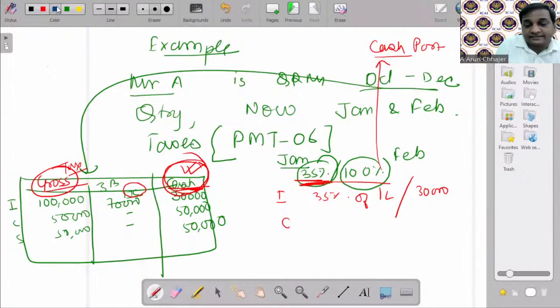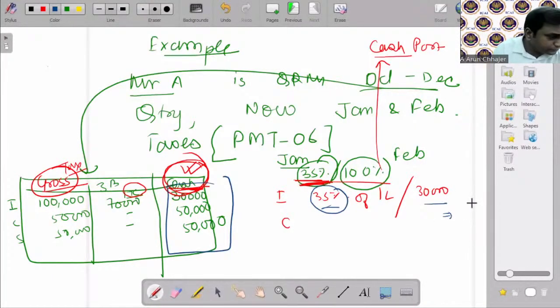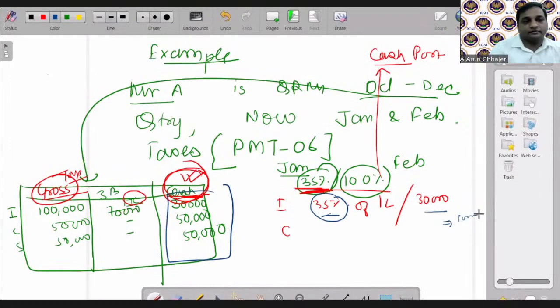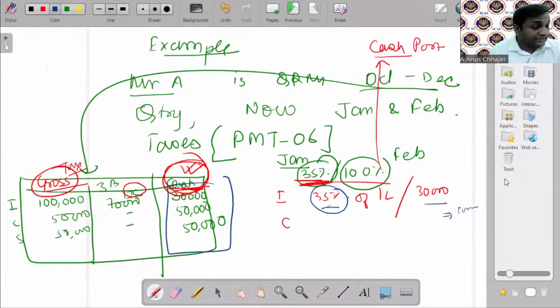It means in this particular case, I will calculate 35% of 30,000, whatever the amount comes, you can calculate. It would be approximately 10,000, something like that. It is 1/3, right? So 30,000 multiplied by 35%, it would be 10,500. The answer would be on the net tax liability which is being paid through cash.